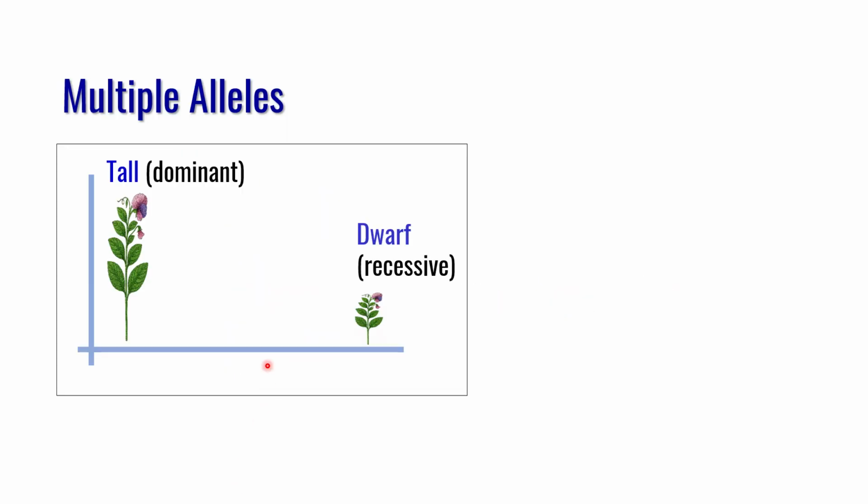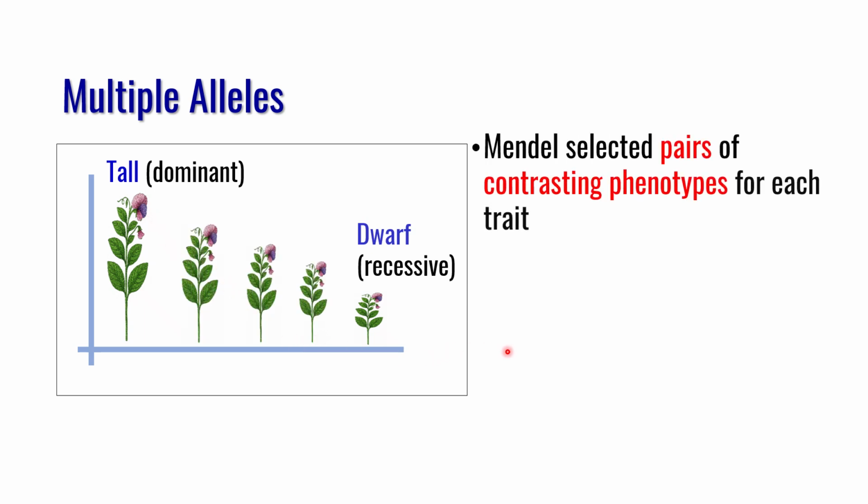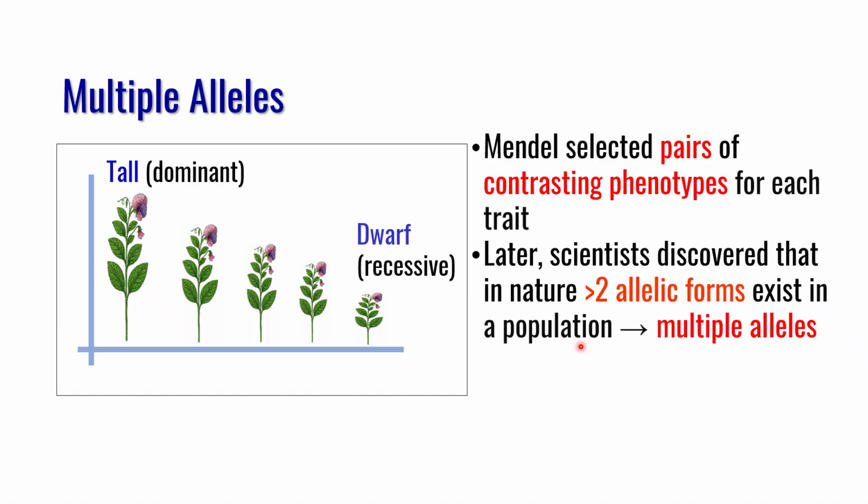So now I would like to go over multiple alleles. Mendel in his experiments used contrasting phenotypes for each trait. For example, for height he selected tall or dominant, dwarf or recessive. However, if you go to nature, you will find that the height of pea plants changes gradually, each having its own unique allele pair. So later scientists discovered that in nature more than two allelic forms of a gene exist. So each plant has a unique allelic form which is different from the other one.